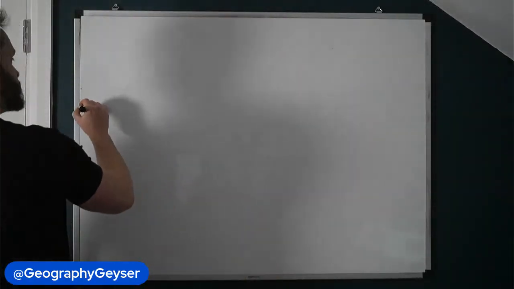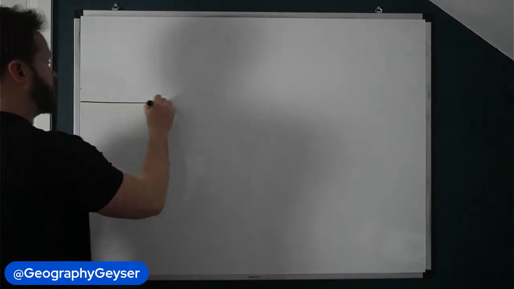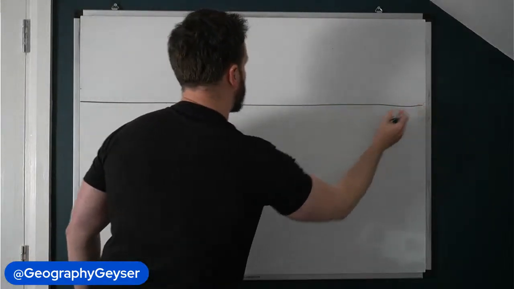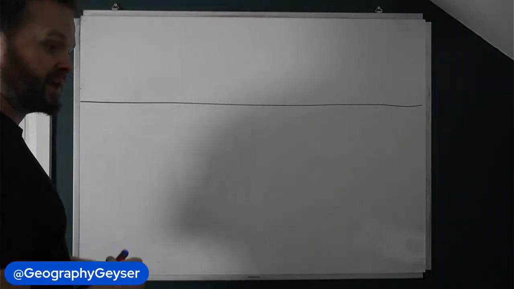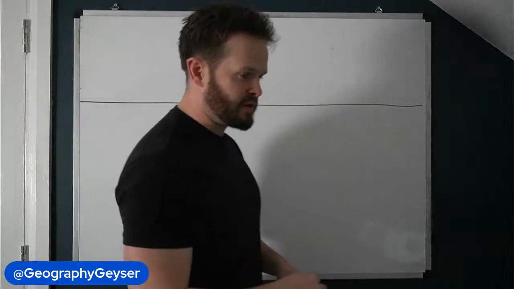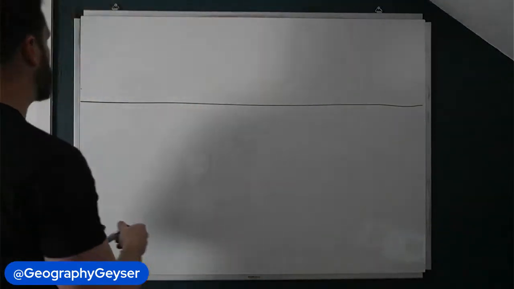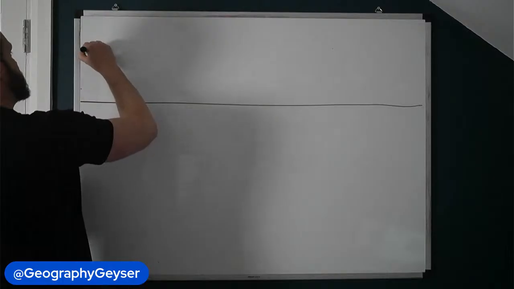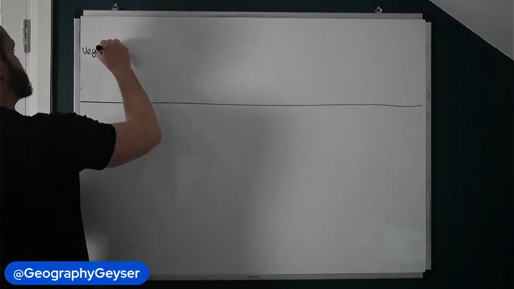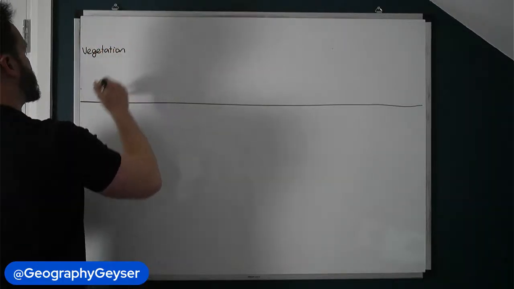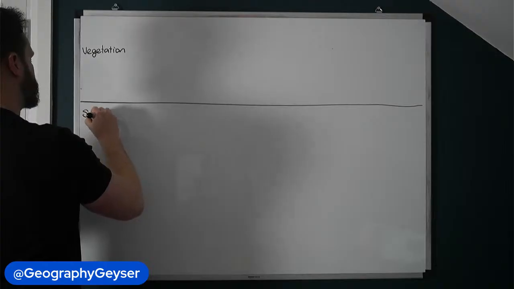Now, let's go to, we're on land, okay? No waves, we're just on land. So when we're talking about the terrestrial biosphere, oceans is relatively simple in comparison. We've got two things that we can talk about. We've got vegetation, and we've got soils.